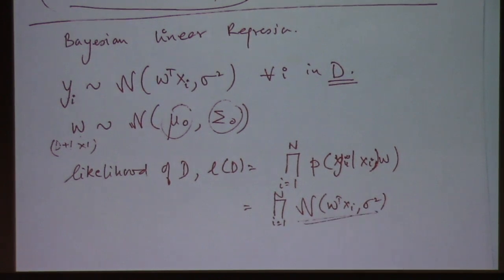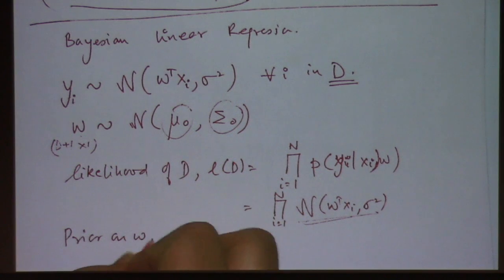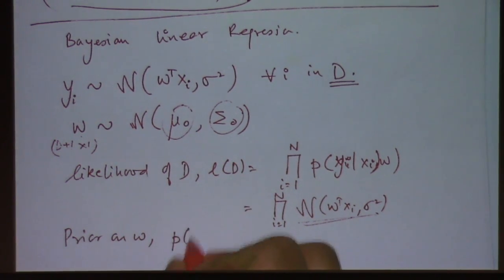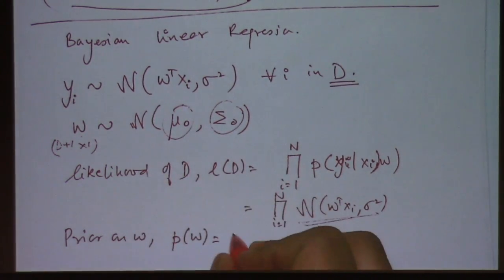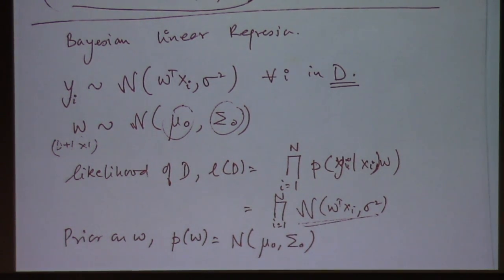And we know what this is. This is just that standard Gaussian form. So this is how we compute the likelihood. And we also know what the prior on W is. So the prior probability of W, which is P of W, is normal with sigma 0. And we know how to compute that as well.